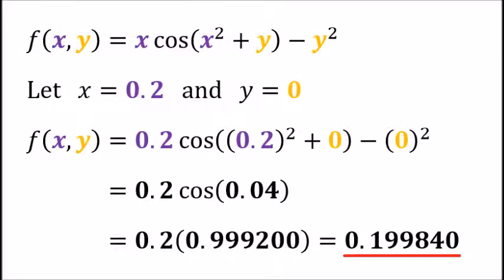Well, we could pick an x value and then keep guessing y until the function f of x and y is equal to 0. So here x equals 0.2. My first guess is y equals 0. Plugging those two values into f gives me 0.199840, underlined in red. This is not 0, so I must guess again for y.